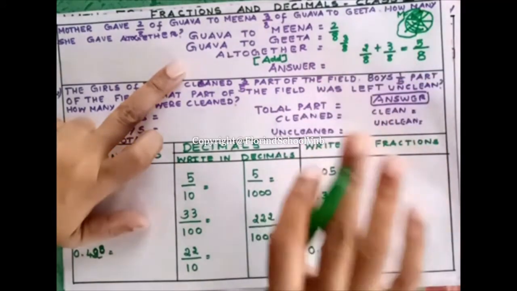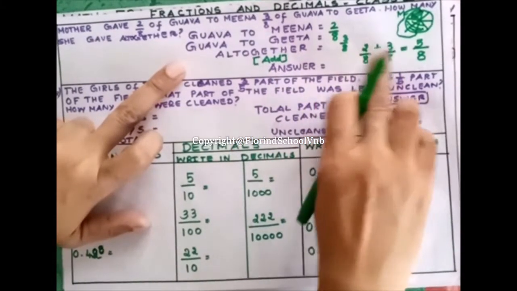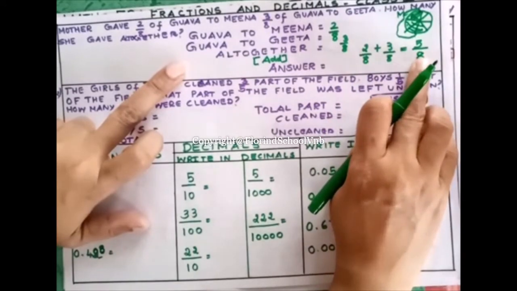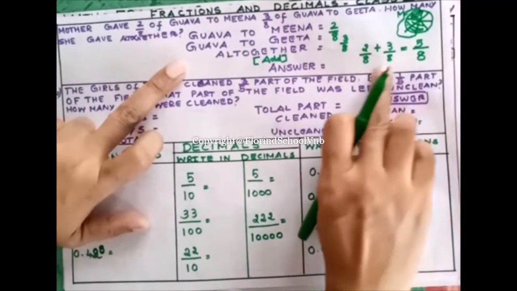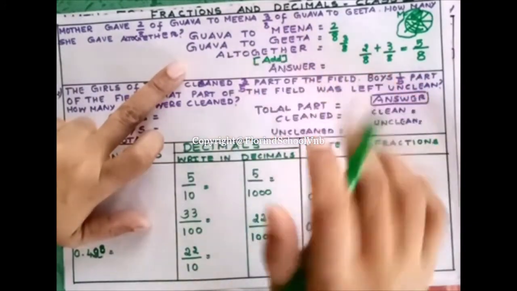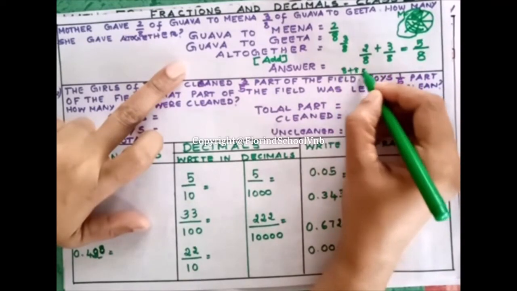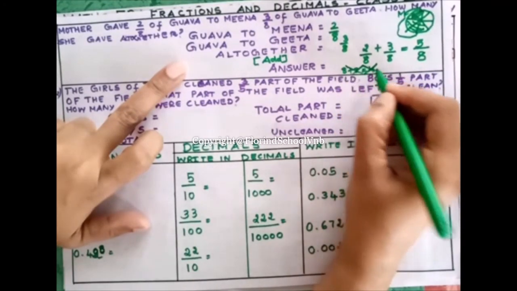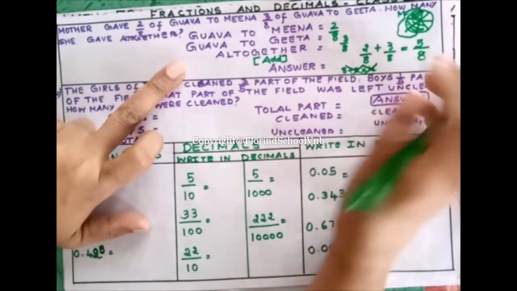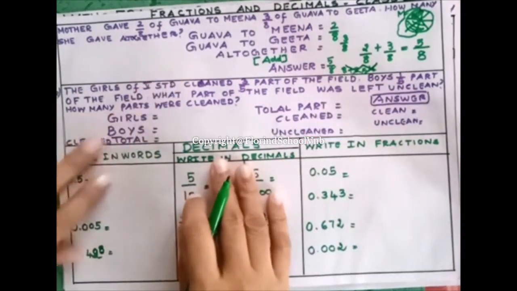So in a fraction, while doing addition, you have to add only the numerator, not the denominator. The denominator should be the same. 8 should be here. The denominator should not be added. 8 plus 8 equal to 16 is wrong. Write the denominator as such. Add only the numerator and write. So what is the answer? 5 by 8. Okay. Next.